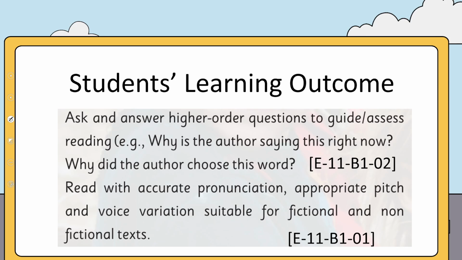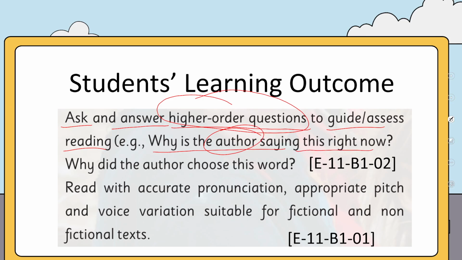Today we have to ask and answer higher order questions to guide or assess reading. And these higher order questions, when we are reading something or after we have read any passage or any text, we ask questions like, why is the author, the writer, saying this right now? Or, why did the author choose this word, any particular word?